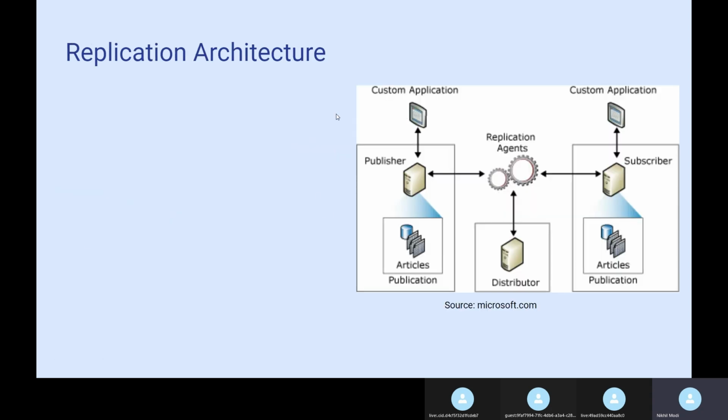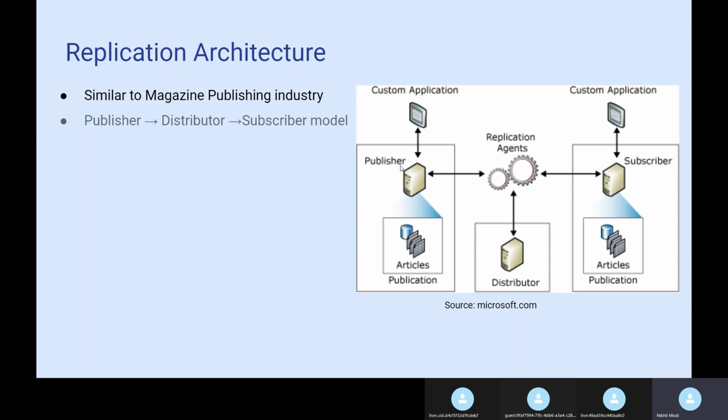Okay. So what is the architecture of it? Well, you have the publisher, you have a distributor, and you have a subscriber. This is similar to the magazine industry, which you might come across whenever you start reading about replication. The first thing that you come across is the magazine publishing industry, because they also have the same nomenclature. You have a publisher, distributor, subscriber model.